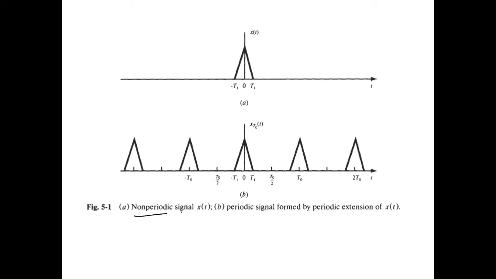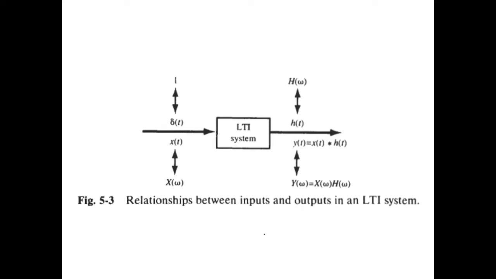So this is a non-periodic signal, and the second is the periodic signal formed by the periodic extension of x(t). Then the relationship between the inputs and the outputs in an LTI system. It looks somewhat clumsy, so I will initially draw it in a simplistic manner. Say you have an x(t), and we have h(t). If you see this h(t), it is regarded as the impulse response of the system.